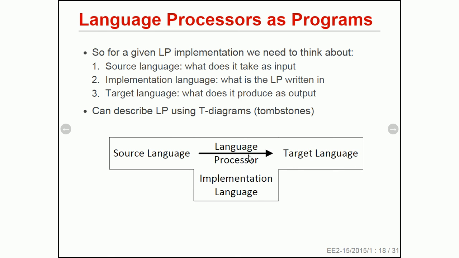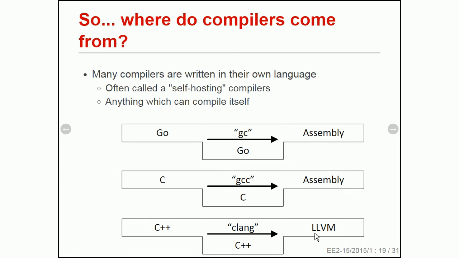The middle part represents the actual code itself, the functionality. But we also want to know, well, this is a program, and programs have to be written in a language. What language is it written in? The T-diagrams try to sort of capture all of these things together. So this addresses the issue of where do compilers actually come from.